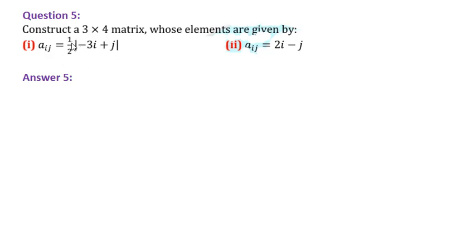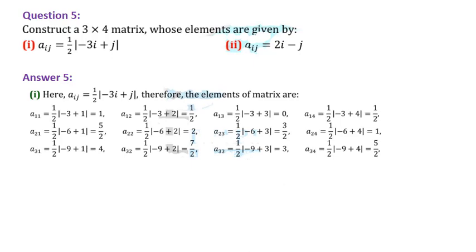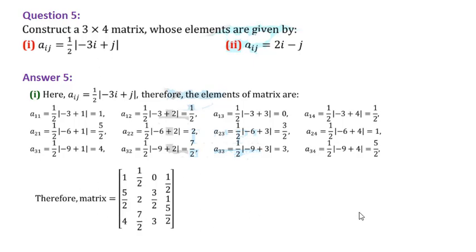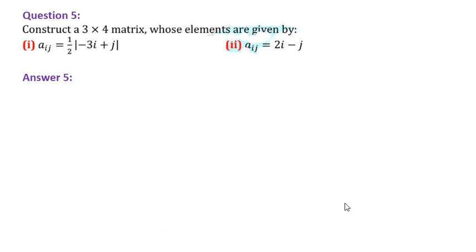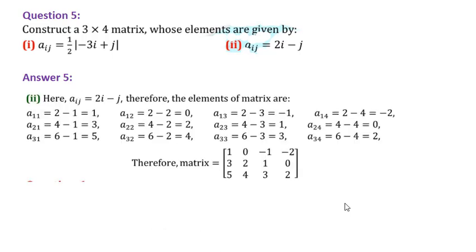Now here you see that this is 1 by 2 mod of minus 3i plus j. So if in case I get any negative value, I have to write the positive value, as we have to take the absolute value here. So these are the total 12 elements for this first problem and hence our required matrix. Yes, so this problem is similar to the fourth problem. Only thing is that here we have taken 3 rows and 4 columns. And in the same manner we can solve the second problem, and I will get the answer like this.